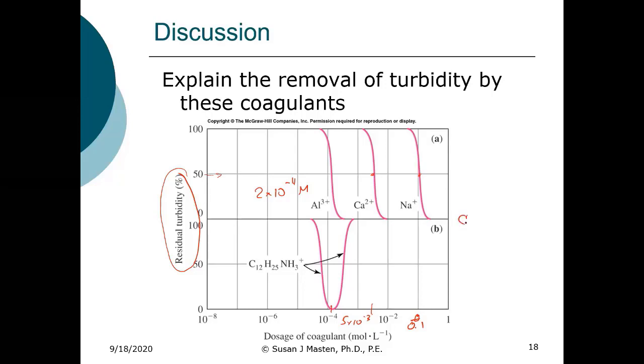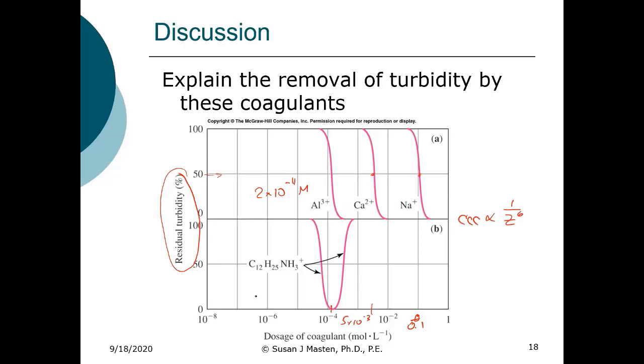And if you remember, perhaps, the critical coagulant concentration is a function of 1 over Z to the 6th. That was the Schulze-Hardy rule, as it's referred to. And you can see that charge plays a very, very significant role in that critical coagulant concentration. And you can see that here.